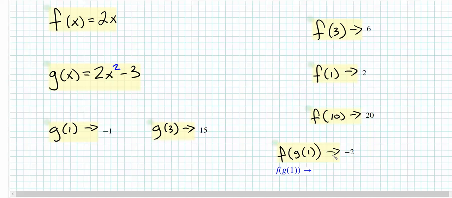Okay, how does the calculator get a negative 2 out of this thing? Zach, how does the calculator get negative 2 out of this? Well, don't you plug in 1 for the x value of g, and then you multiply that by 2x? Yes, you plug in 1 for the value of g, and then you take the output of that and you plug that into f, right? Yeah. Okay, so how do you do this then without a calculator?